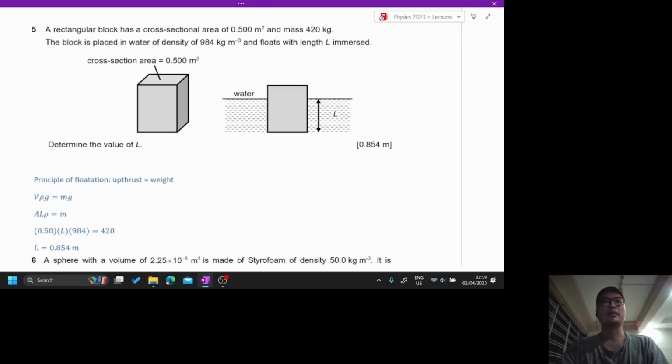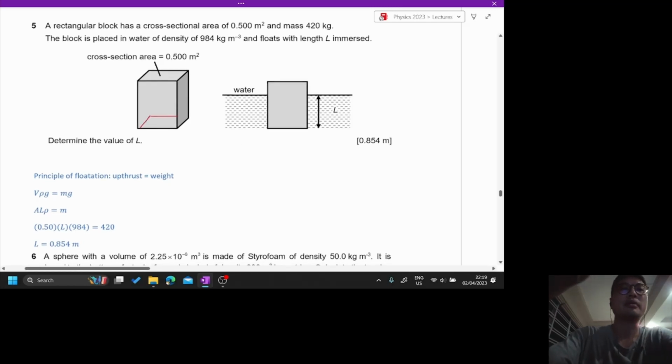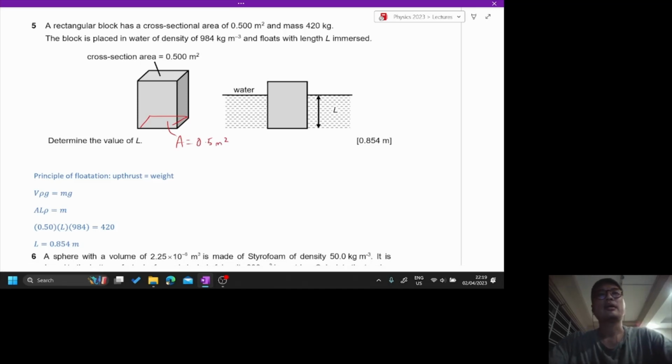Now let's take a look at question 5. A rectangular block has a cross-sectional area of half a square meter, which means to say this area at the bottom over here is 0.5 square meters, and a mass of 420 kilograms, which means that the weight of the block will be 420 multiplied by 9.81. What is the depth to which the block sinks when you place it in the water?